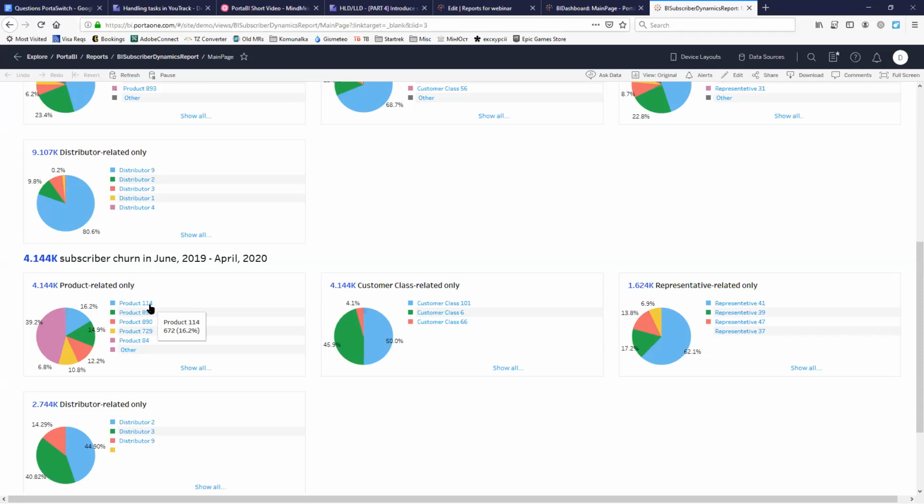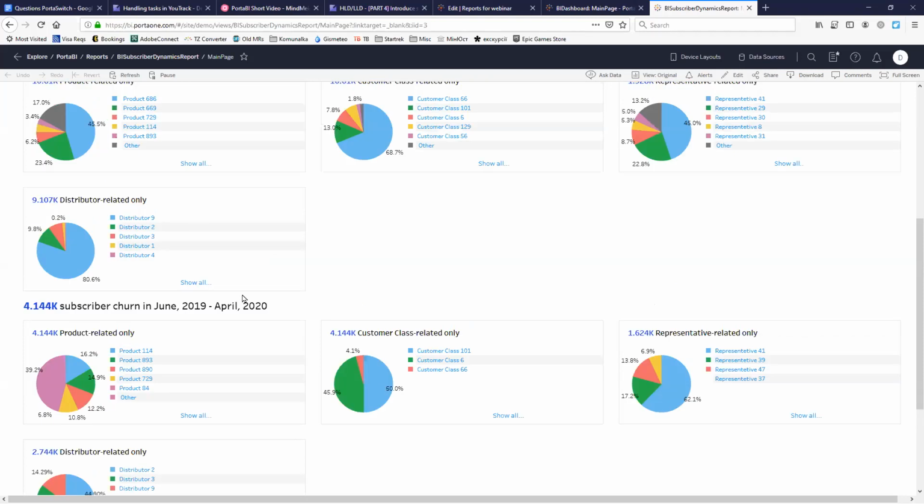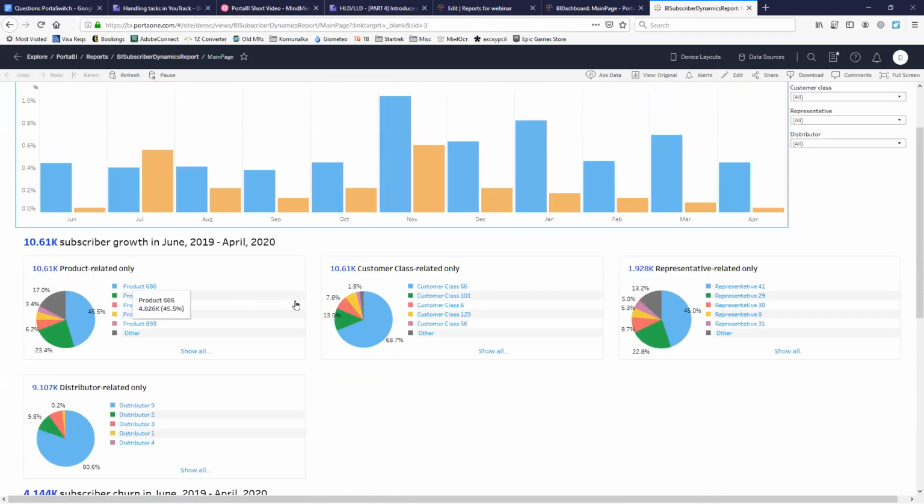So again, this is a source for further analysis, trying to find out why there is such a big churn for that particular product. The same story with growth. We can see which customer classes, for example, are the highest growing. So we have customer class 66, and we can see that it has the highest growth, the highest number of new accounts for the last year.